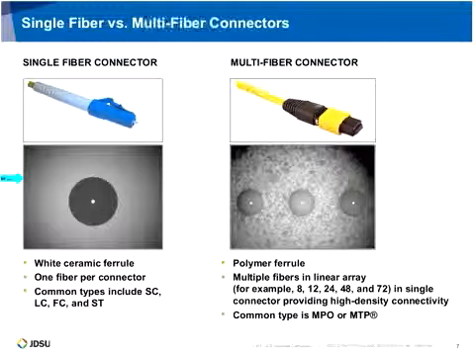Notice that the outside perimeter of that is slightly different than the white ceramic on the single fiber connector. That's just because the material that's used in the multi-fiber connector is a combination of polymer and ceramic combined, so it looks a little bit different than what you'll see with just all ceramic. And the common types there really are the same connector type. They're oftentimes referred to as either MPO or MTP, which is a brand name in the industry.